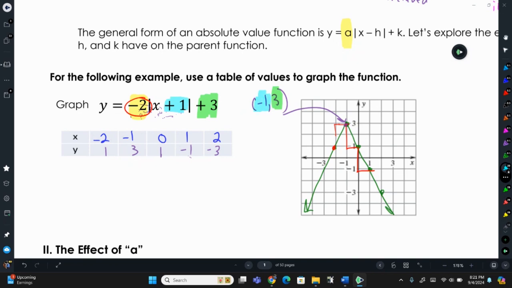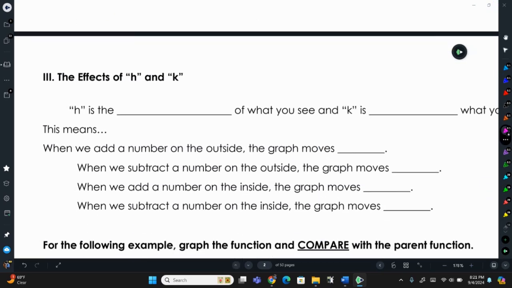So it's going to be the opposite of what we see to get the x-coordinate of the vertex, but then our y-coordinate of the vertex is going to be exactly what we see. So let's write that down. H is the opposite of what you see, and k is exactly what we see.